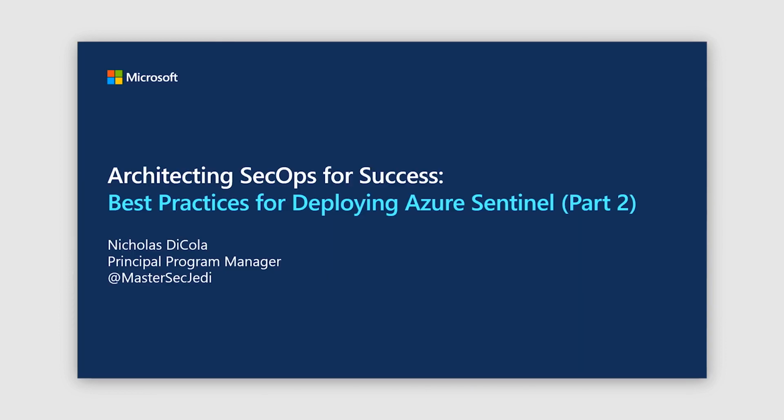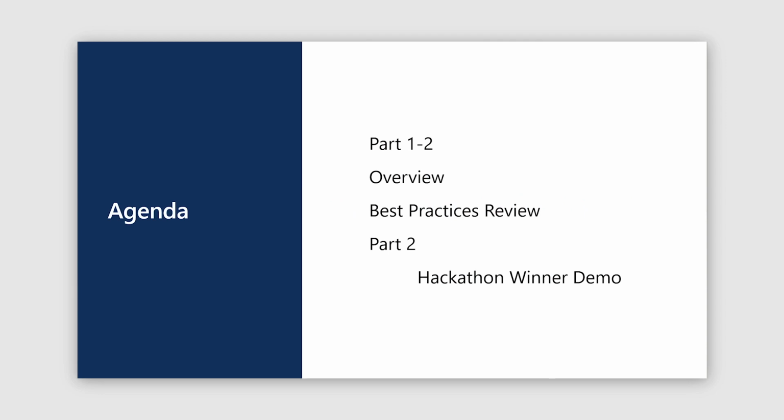If you're joining us for the first time, this is Architecting SecOps for Success, Best Practices for Deploying Azure Sentinel. If you didn't see the first session, I highly recommend you go back and see some of those other best practices, but we'll continue covering some of the other best practices for Azure Sentinel in this part 2 session. And we will also turn it over and show our Azure Sentinel hackathon winner, and they'll demo what they built for their solution. It's really cool. You'll want to watch it.